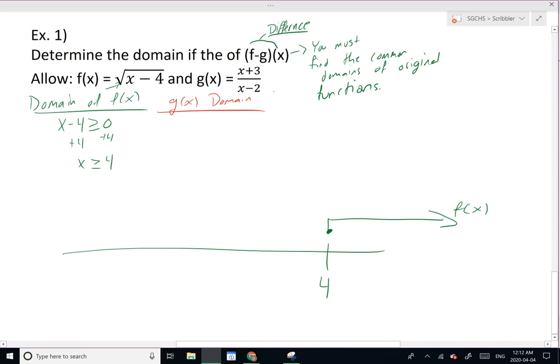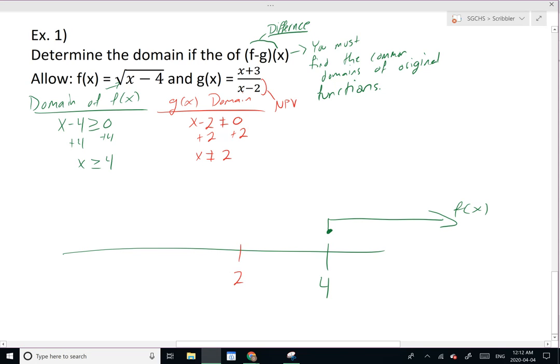And I'm going to notice that this is a rational function. Now, a rational function, you might have non-permissible values because that denominator cannot equal 0. Because if you divide by 0, that is undefined. So x minus 2 cannot equal 0. I'm going to solve for x. I'm going to add 2. X cannot equal positive 2.